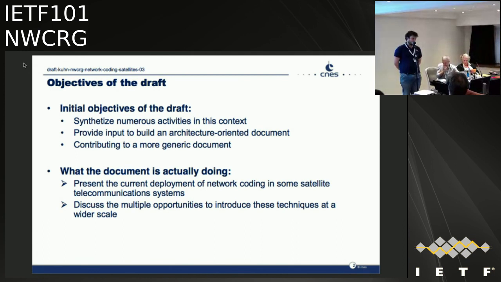In fact, we wanted to contribute to a generic architectural document where you can place network coding and so on, based on an example of satellite communications. But there are too many possibilities, so what we have been doing at the moment is presenting different use cases where network coding is interesting for satellite communications, and also having a separate discussion on how we could further deploy these mechanisms at a wider scale.